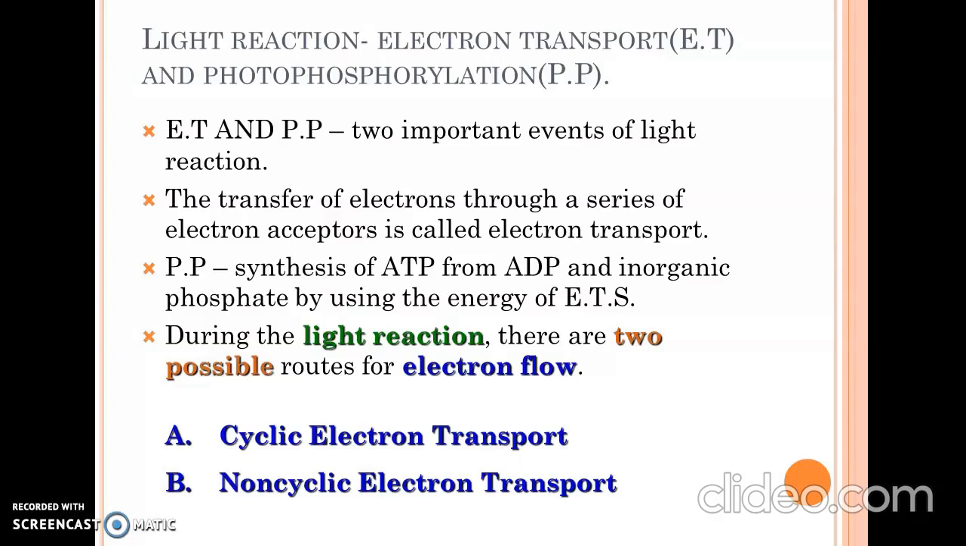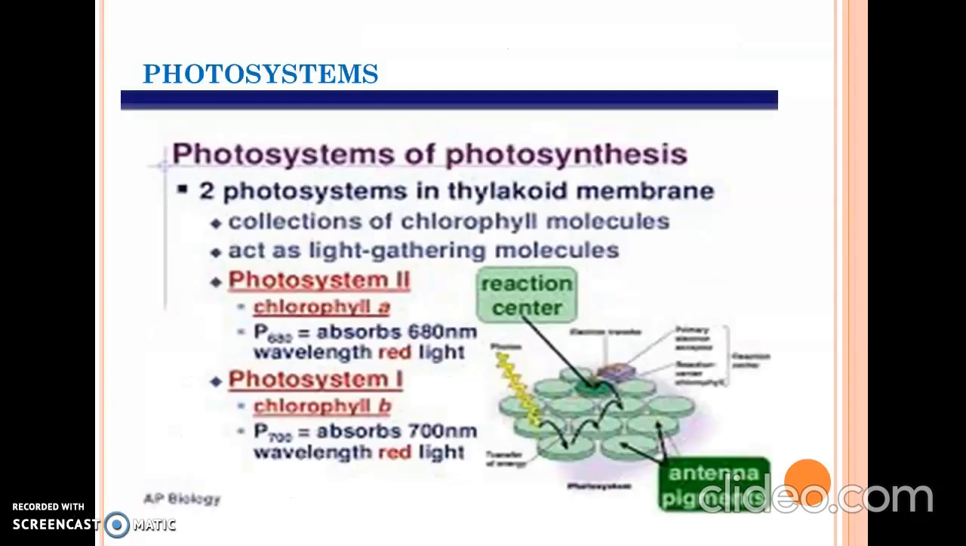So cyclic, from the name itself, it is clear that it takes place in a cyclic manner. So here in both the cycles, the important work is done by the photosystem. So you can find there are two photosystems in this light reaction.